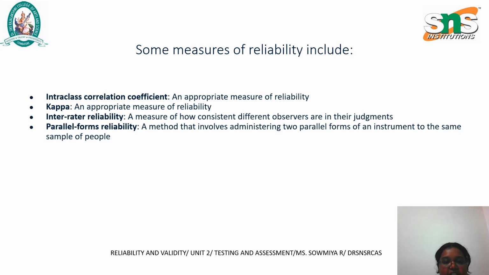Factors affecting reliability estimates are the sample size: larger samples tend to produce more reliable estimates. Item quality: well-designed items tend to produce more reliable estimates. Rater training: well-trained raters tend to produce more reliable estimates. Test administration: consistent test administration procedures tend to produce more reliable estimates. By understanding reliability estimates, researchers and test developers can evaluate the consistency of their measurement instruments and make informed decisions about their use.